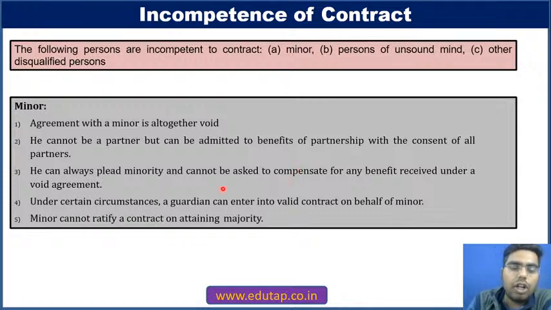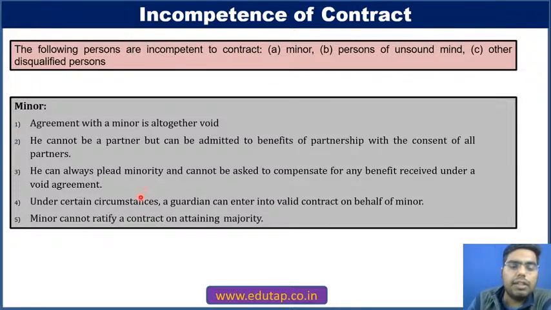Next is, he can always plead minority and cannot be asked to compensate for any benefit received under a void agreement. I have told you that an agreement with a minor is always invalid. Once you have done an agreement with the minor, he can always plead minority. He can always say in the courts that I am a minor, this person has done an agreement with me, and there will be no liability of the minor. Because it is the duty of the other person to find out whether that person is a minor or a major. A minor can never be asked to compensate any person for the losses.